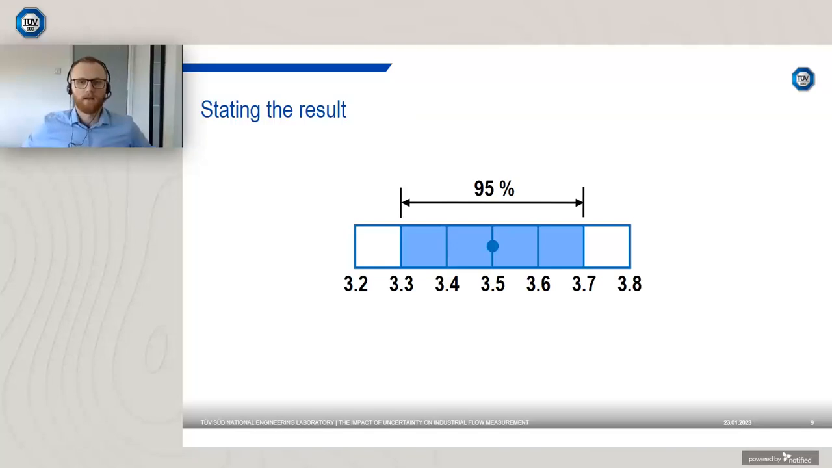So what does that mean in reality? It means that we have taken a result from a flow meter or some other flow measurement device. The value indicated by it is 3.5, but based on our uncertainty analysis, there is a 95% chance that the true value will lie somewhere between 3.3 and 3.7. It also means that there's a 5% chance that the true value will actually lie outwith these limits of 3.3 and 3.7.